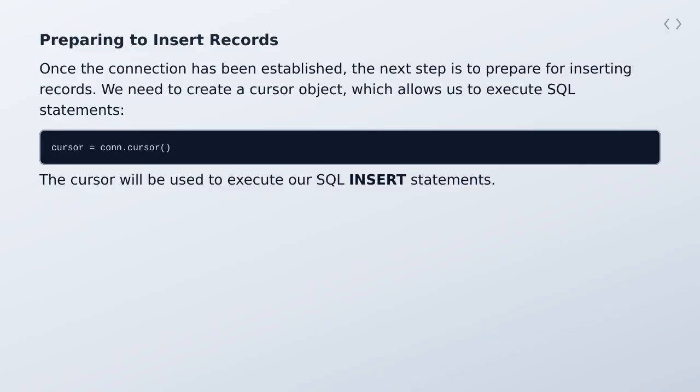This section covers preparing to insert records. Once the connection has been established, the next step is to prepare for inserting records. We need to create a cursor object, which allows us to execute SQL statements. The samples on screen walk through this step. Take a moment to read through them. The cursor will be used to execute our SQL insert statements.